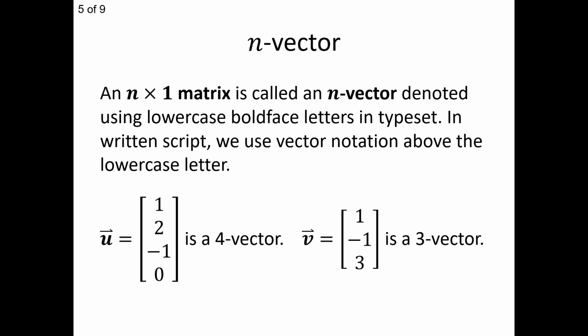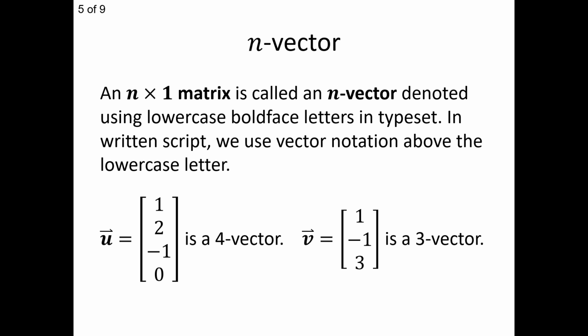How we denote a vector in typeset is with a lowercase boldface letter, but in written script, we would use our vector notation, which means we'd put the little arrow above. Down below, it's a bit redundant. I do have the vectors bolded and have the vector notation above. I really just need to have them bolded since it's in typeset, but I wanted to show you what the vector notation was in case you forgot what that looks like. If I'm writing it out, I just write u with the vector notation over top.